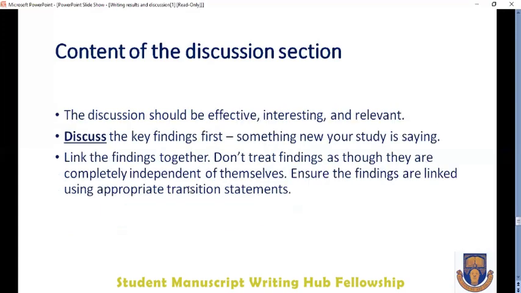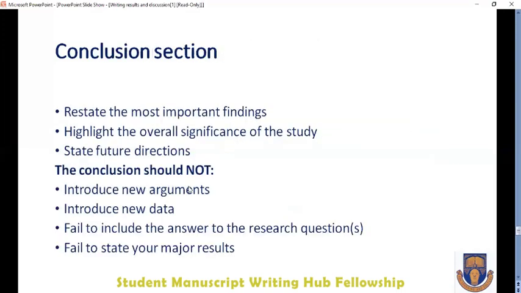Yeah, I've discussed this: link the findings together. I don't treat findings as though they are independent of each other.